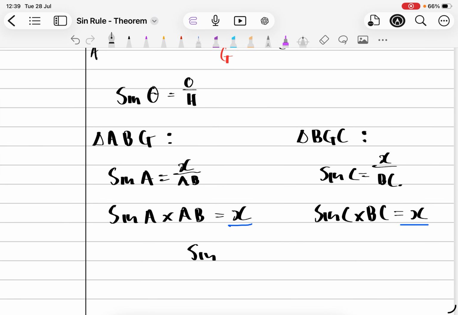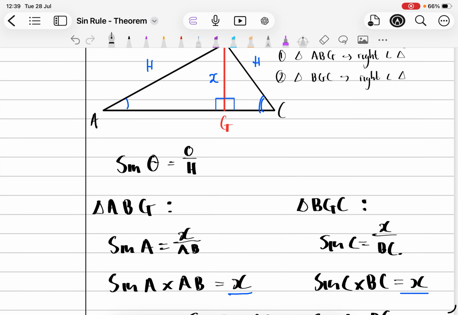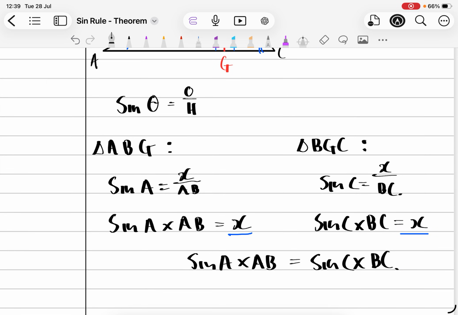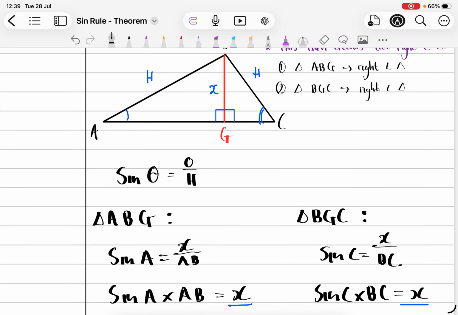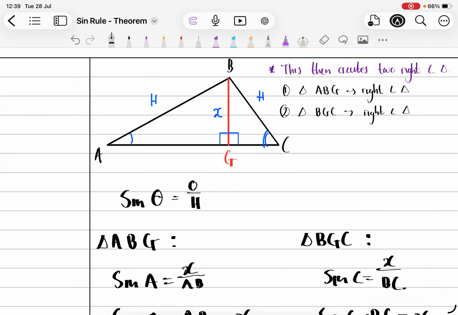So it's got sine A multiplied by AB is equal to sine C multiplied by BC, right? So now I can rearrange this, and call these sides something else.